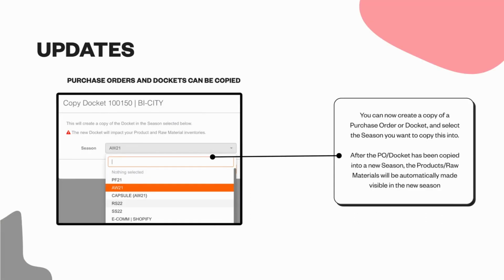For the next update we've made, your purchase orders and dockets can be copied. When they are copied, the products or raw materials relevant to those purchase orders or dockets will be automatically made visible in the new season you have copied them into.